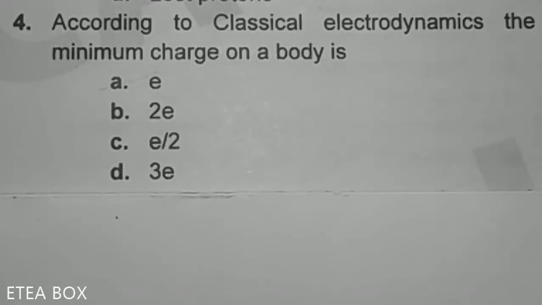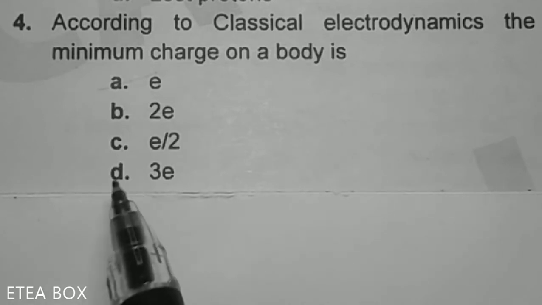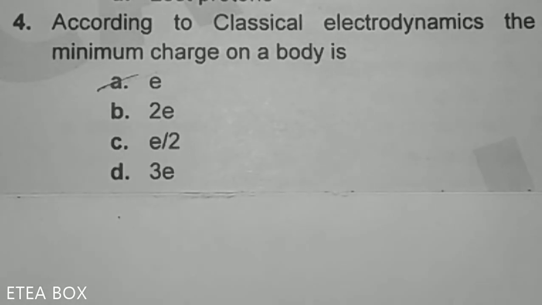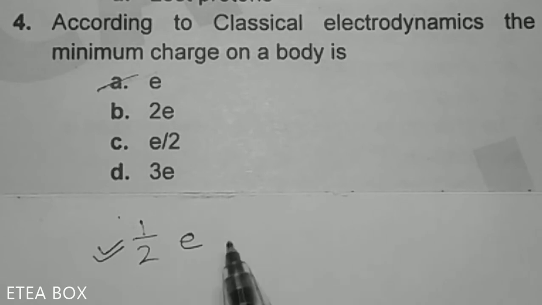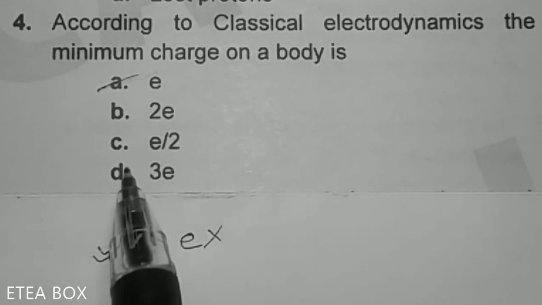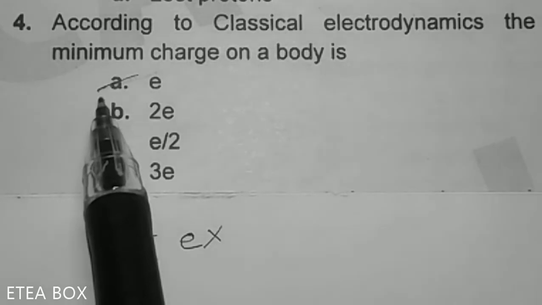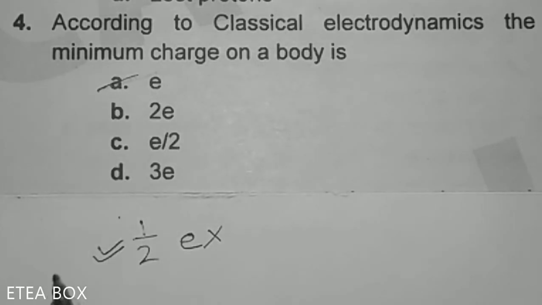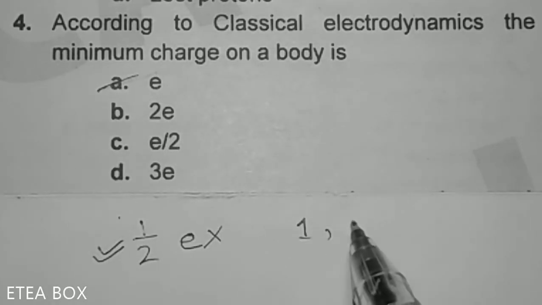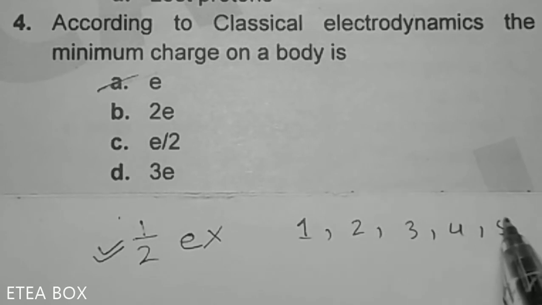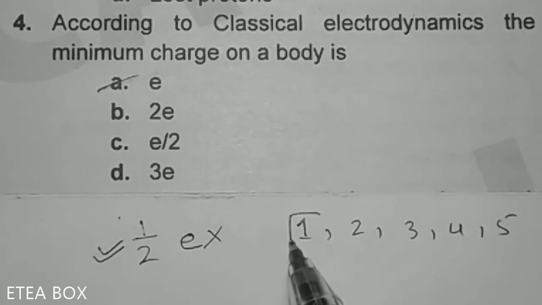According to classical electrodynamics, the minimum charge on a body is, now look here, the minimum charge must be 1 electron. This one is 1 over 2 electron. And we have studied that a charge must be quantized. It must be a whole number. And this is half. It is not a whole number. So this one is incorrect. Option C is incorrect. And here the minimum is 1 electron. So a charge must be 1, 2, 3, 4, 5, a whole number. So the minimum is 1.